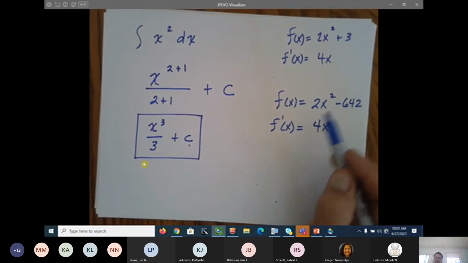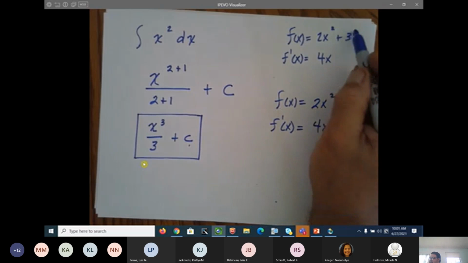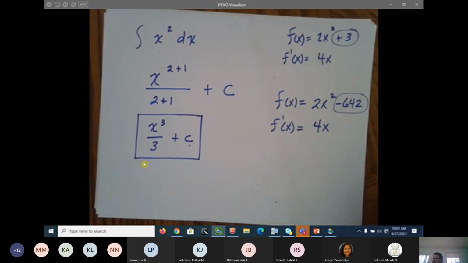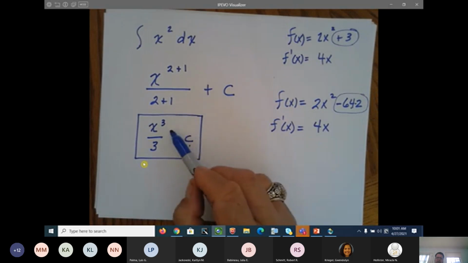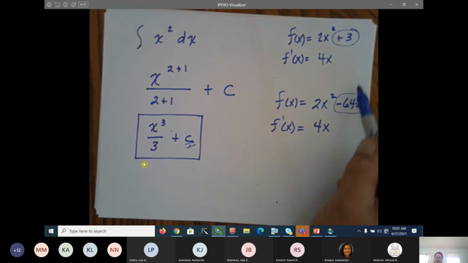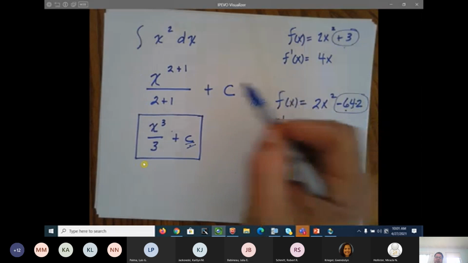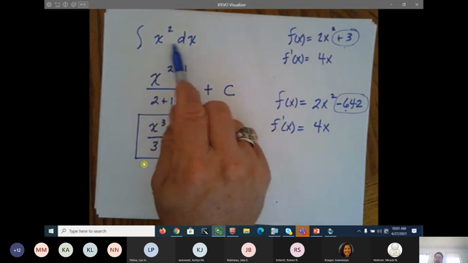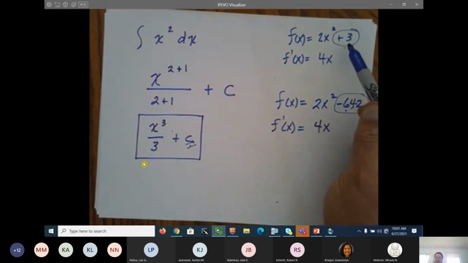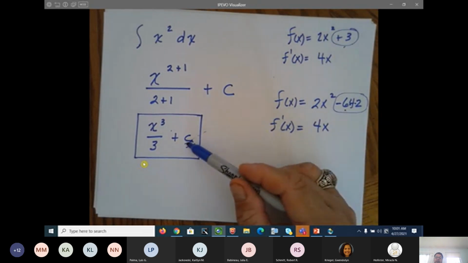So when I take the antiderivative, I have to think about this guy right here and this guy right here, don't I? Because they might be different. And I'm going the opposite way. So that means I've got to make up, in theory, for that 642 and that 3, because I don't know what those numbers are. So when I'm doing an indefinite integral, I got to compensate for those numbers that I don't know about. And that's why I put the C there.